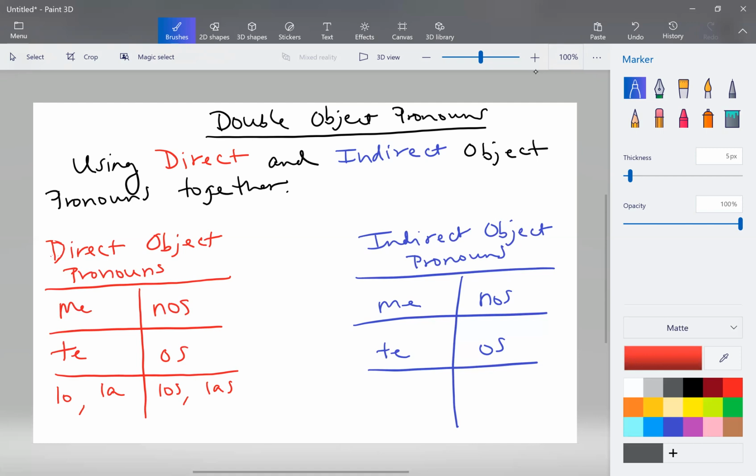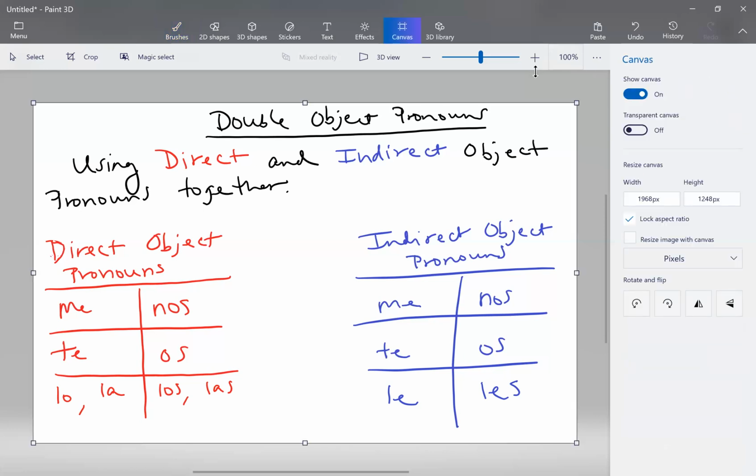And what about our indirect object on the bottom? We don't worry about masculine or feminine on that side. Le. And if it's more than one person? Les. Perfect. So that's what they look like, and we're going to be using them both together.